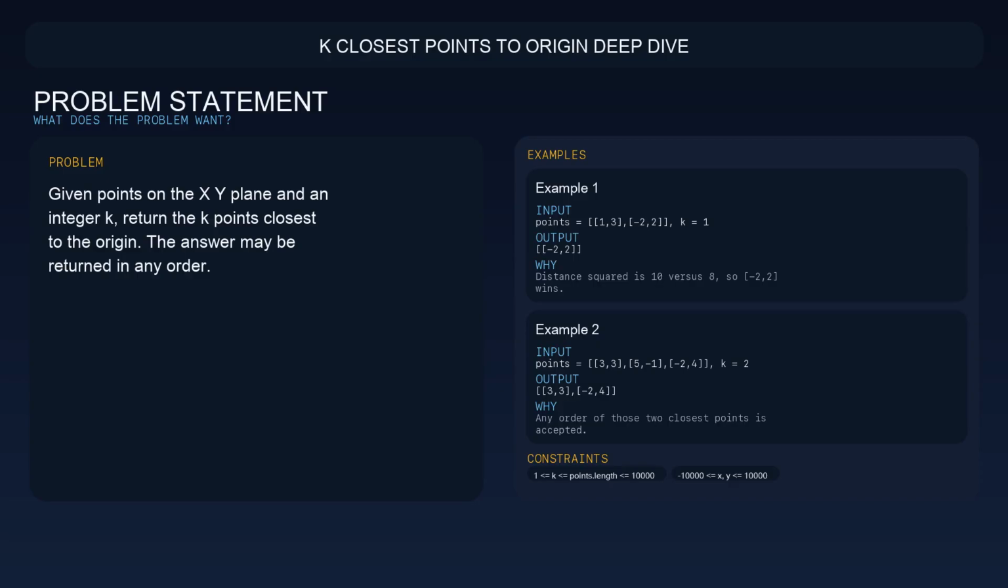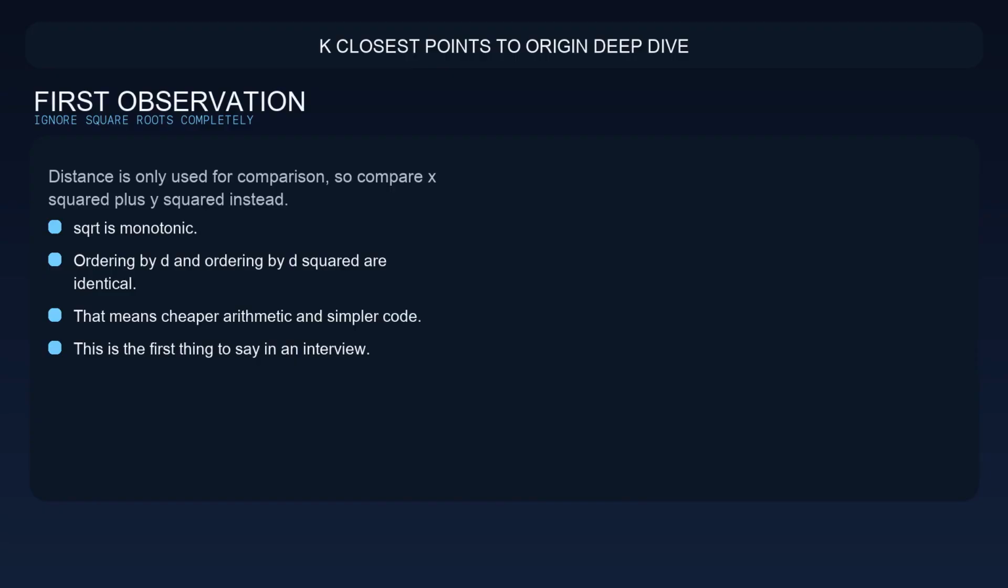The result order does not matter, which is a big hint that we do not need a fully ordered final array. The first observation is free performance. We never need true Euclidean distance. Comparing x squared plus y squared gives the exact same ordering, because square root does not change which value is larger.